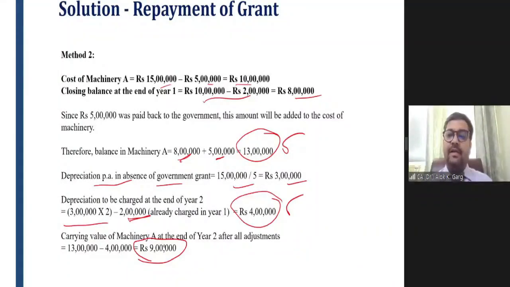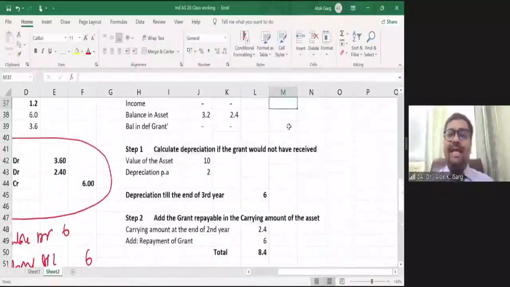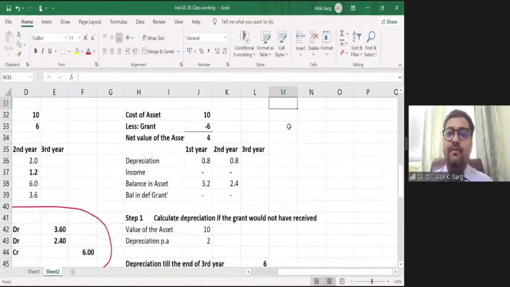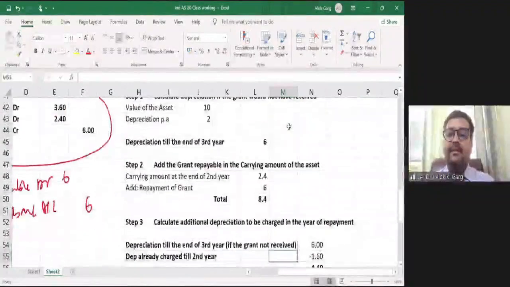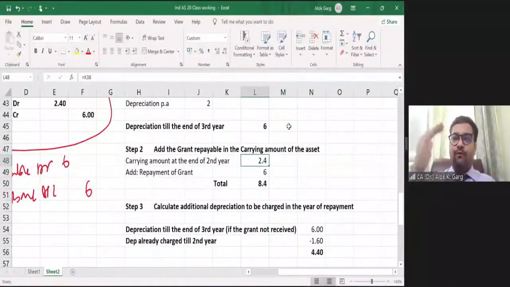After charging additional depreciation, asset carrying value now is 4 plus 6 minus 4.4. Shraddha, it is not 4 plus 6 minus 4.4. Let me show my Excel file once again. Shraddha, if you see here, what was the carrying value at the end of the second year? The carrying amount at the end of the second year was 2.4. 4 minus 0.8 minus 0.8, 2.4.